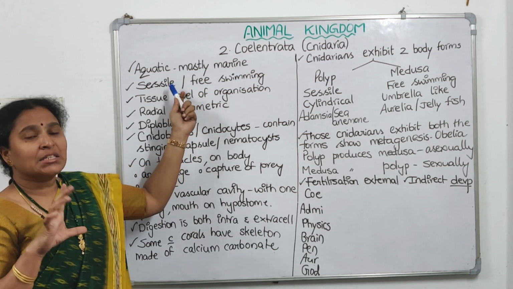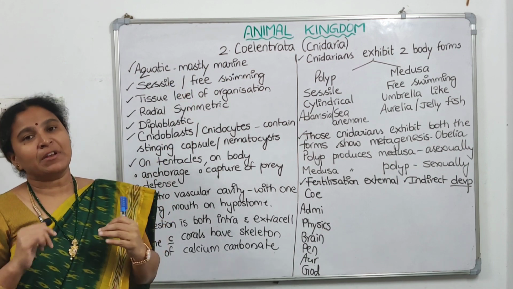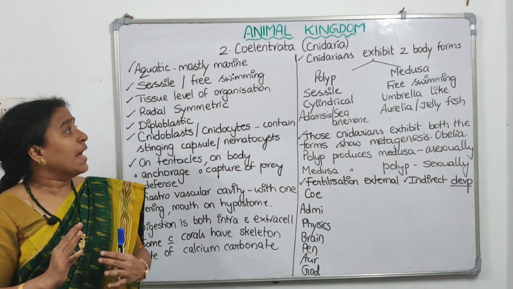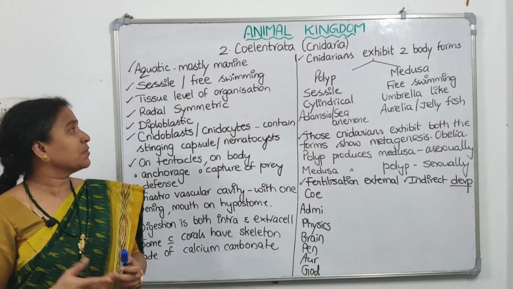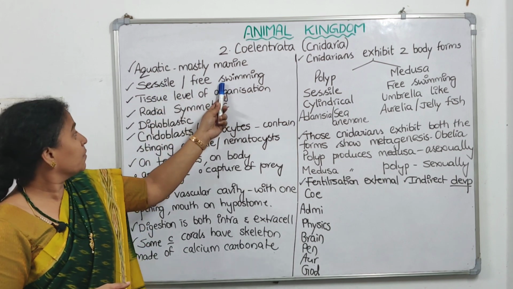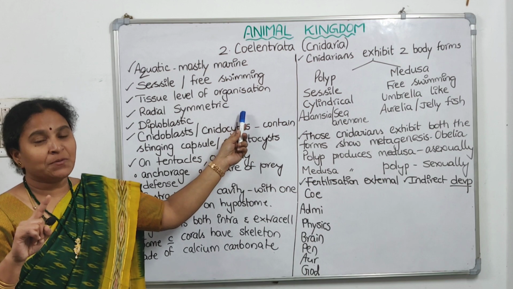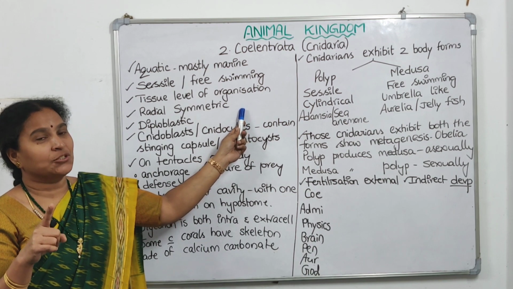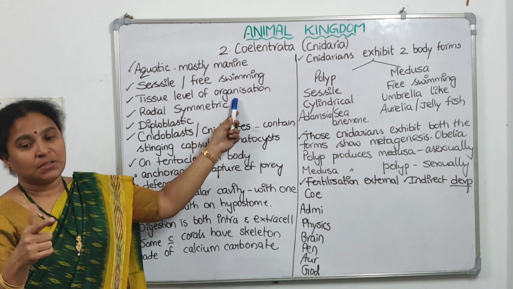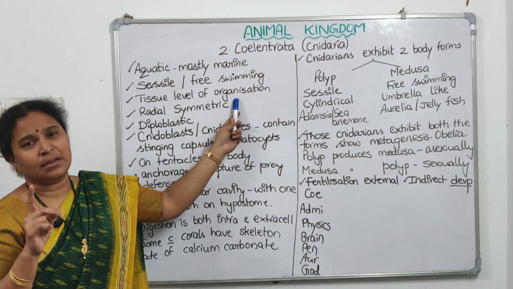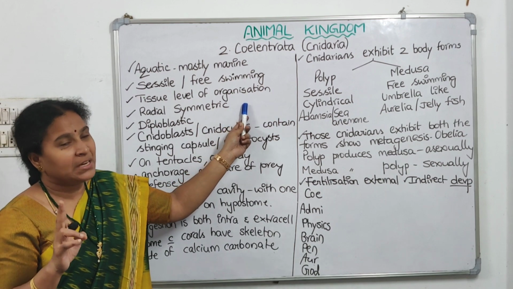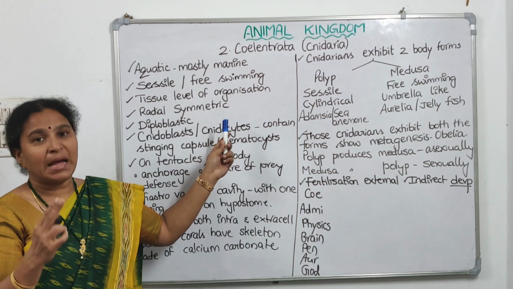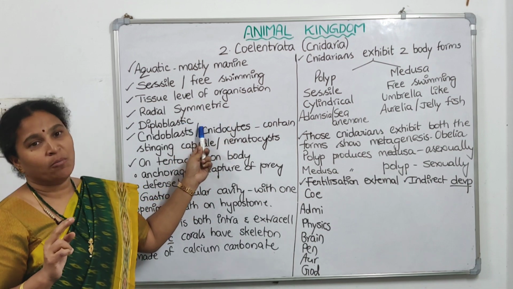They can be either sessile, they will not move, or they can be free swimming. Hydra, if you take, will not move, so generally it fixes, that is sessile. And free swimming forms, like jellyfish, swim. Poriferans have cellular level of organization, while Coelenterata and ctenophores have tissue level of organization. Coelenterata, ctenophora and Echinodermata have radial symmetry, we discussed. Coelenterata and ctenophora have ectoderm and endoderm, so they are diploblastic.